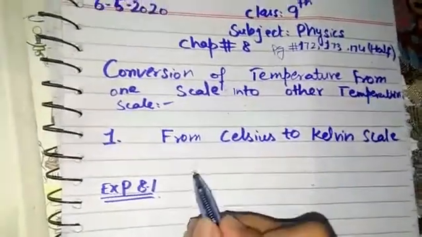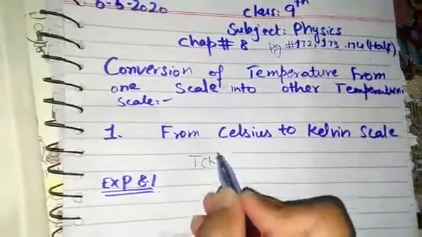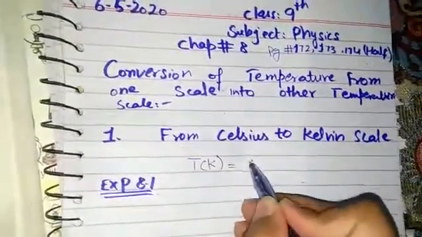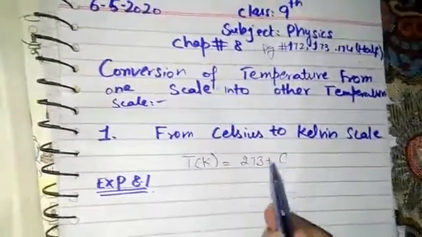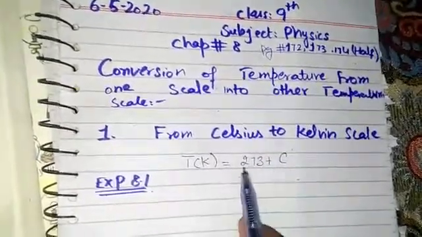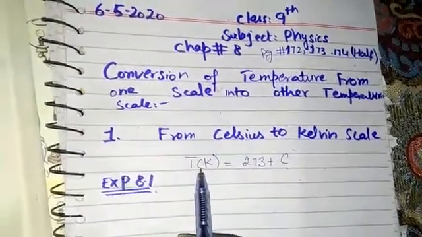The formula of the conversion of temperature from Celsius to Kelvin. So we have to find the temperature in Kelvin. The formula of the temperature in Kelvin is this. By adding 273 to the temperature in Celsius, our temperature becomes in Kelvin scale.